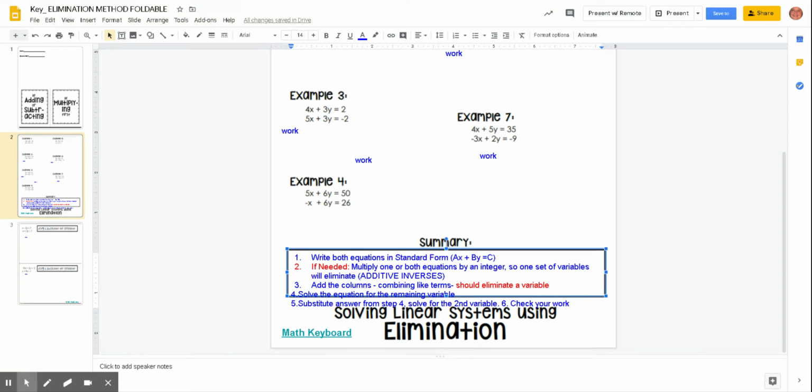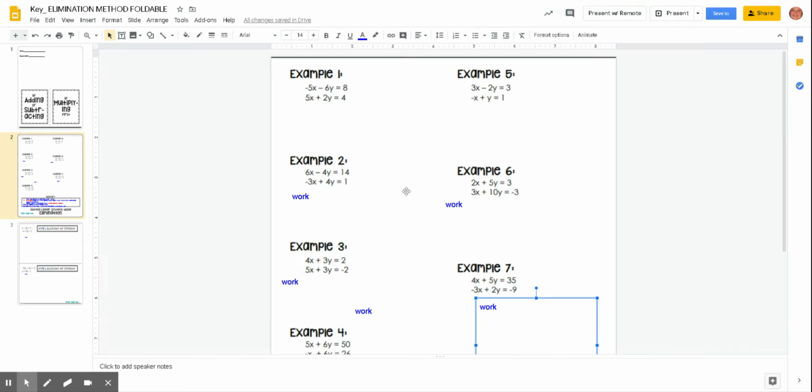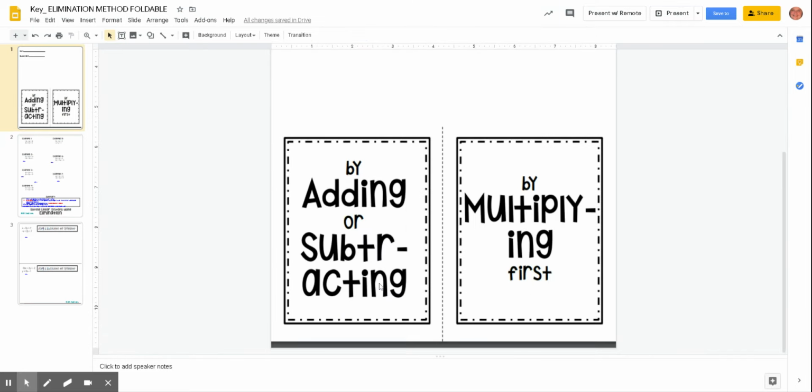Let's go and see if I can minimize this. My old lady eyes are not going to be thanking me. Nope, a little. I'm going to go with 11. I'm going to go with bold. And that's just so that I can fit it all in there nice and neat for myself. So let's go up and look at example 1.